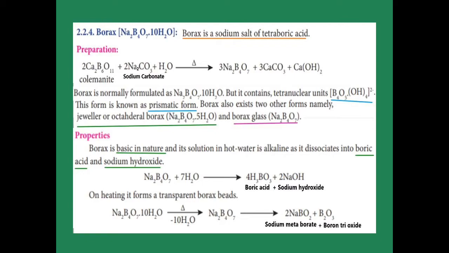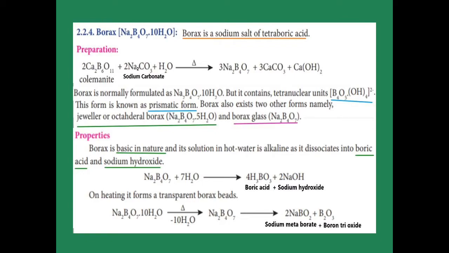The preparation. We are going to prepare this borax with the help of colemanite ore. Colemanite ore formula is Ca2B6O11. When it is added with sodium carbonate solution, Na2CO3 plus H2O, we get Na2B4O7, that is borax, along with calcium carbonate and calcium hydroxide.